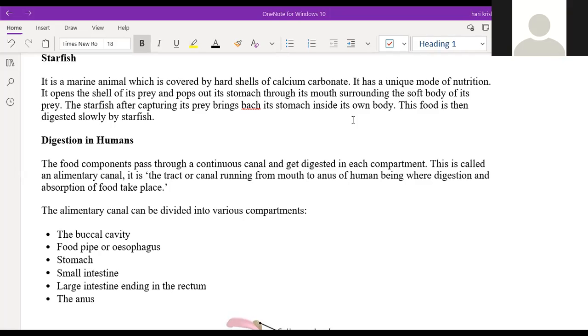Good. So the starfish is covered on top with the hard shell of calcium carbonate. The tortoise shell or the starfish shell, even the egg, the top layer of the egg, the eggshell, all these are made up of calcium carbonate. What is the formula for calcium carbonate? Sir, CaCO3. Yes, CaCO3. Good.